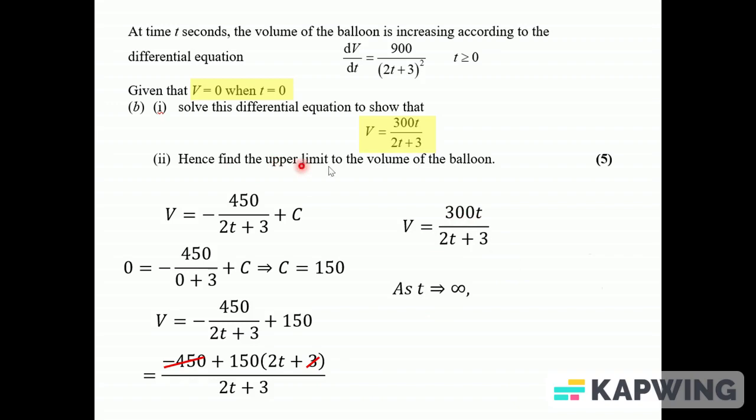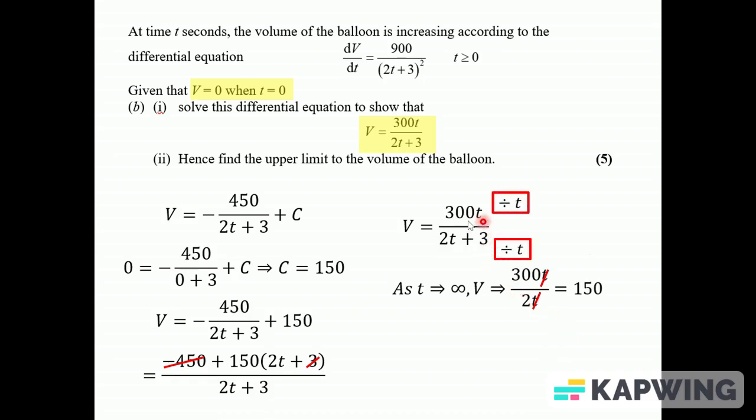Then it says find the upper limit, so let's find out what the V is as t goes off to infinity. Well, as it does, this plus 3 gets smaller and smaller in comparison. You get swamped by the size of the t's. It becomes less and less significant. So the whole thing just gets closer and closer to just 300t over 2t, which is 150.